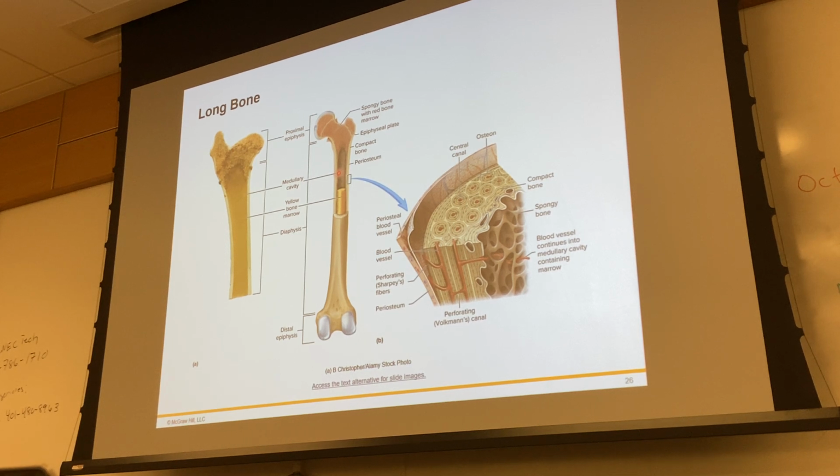The medullary cavity has two types of marrow in it. Associated with the diaphysis is yellow marrow. Associated with the epiphyses, you see there's this reddish hue here. The spongy bone tends to be associated with red marrow or, I'm sorry, blood cell production. And then again, here we have individual osteons.